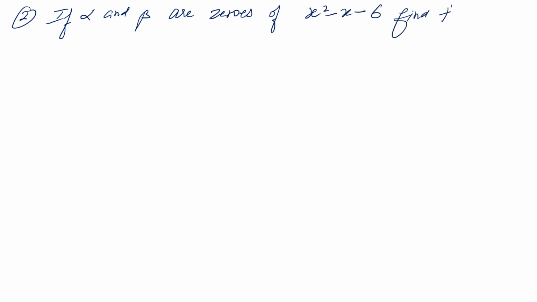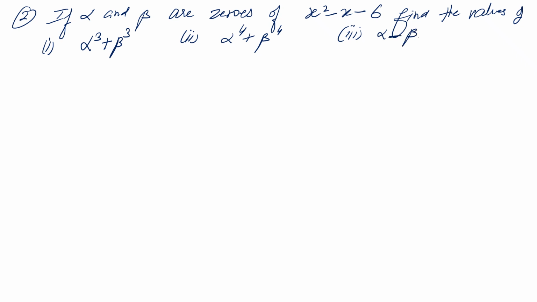We are given if alpha and beta are zeros of x square minus x minus x, find the values of: first part, alpha cube plus beta cube; second part, alpha 4 plus beta 4; and for the third part, alpha minus beta.